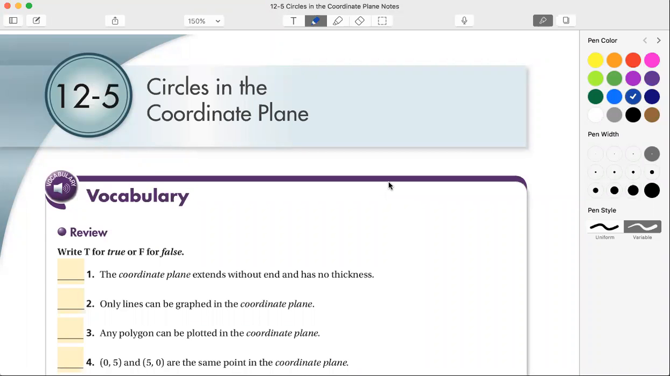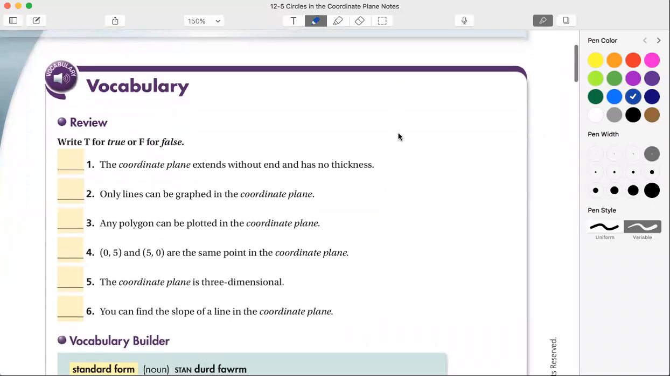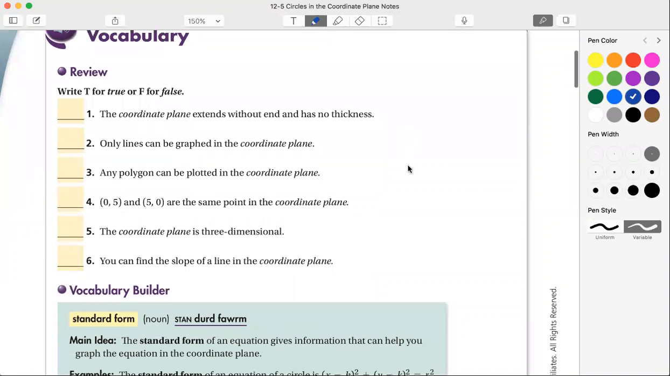All right, section 12-5, circles in the coordinate plane. So we're going to start off by writing true or false for the following. The coordinate plane extends without end and has no thickness. Well, that is true. Only lines can be graphed in the coordinate plane. That is false. Any polygon can be plotted in the coordinate plane. That is true. The points (0, 5) and (5, 0) are the same point in the coordinate plane. That's false. The coordinate plane is three-dimensional. That's false.